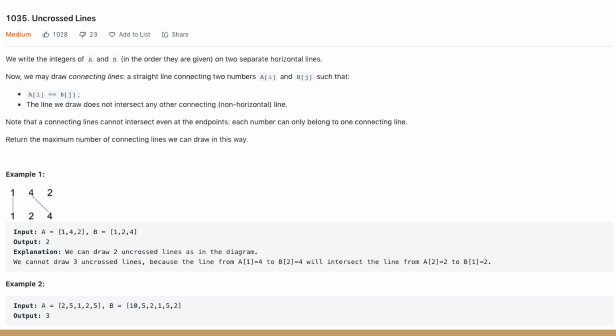So when we draw the lines, they cannot cross each other. So for example, right here and here, they cannot have lines being crossed. So if I match 2 and 2, they'll be crossed.